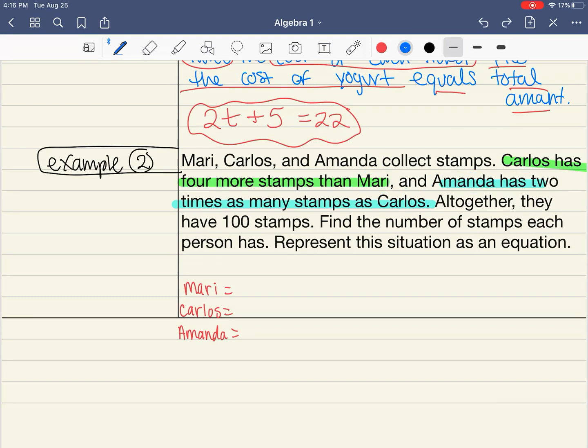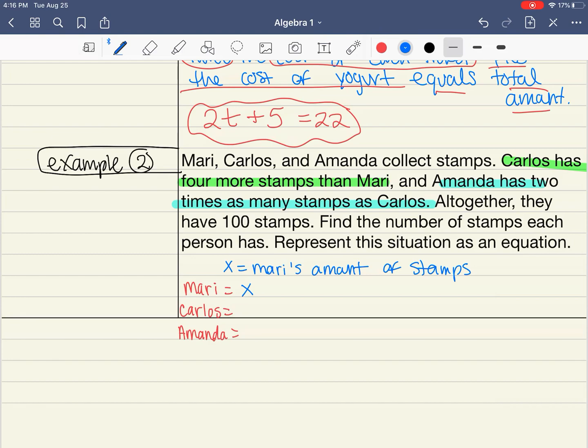So Mari is going to be our variable x. I would use s, but it looks like the number 5 sometimes. So x is Mari's amount of stamps. So all that self-talk and reading through the problem at least twice has to happen first before you can really set up a legitimate equation.